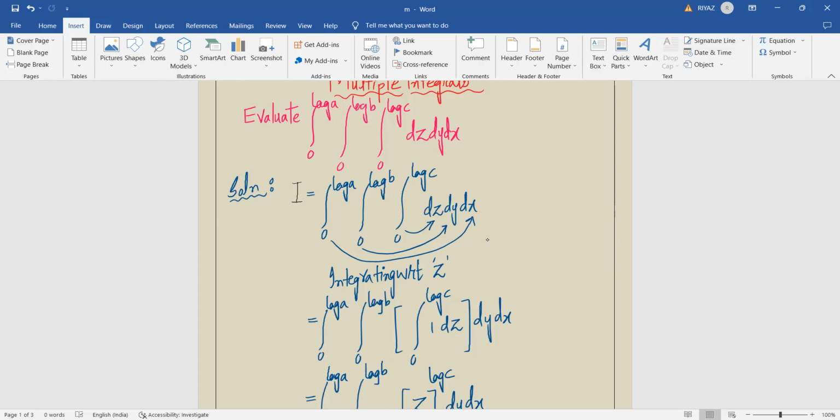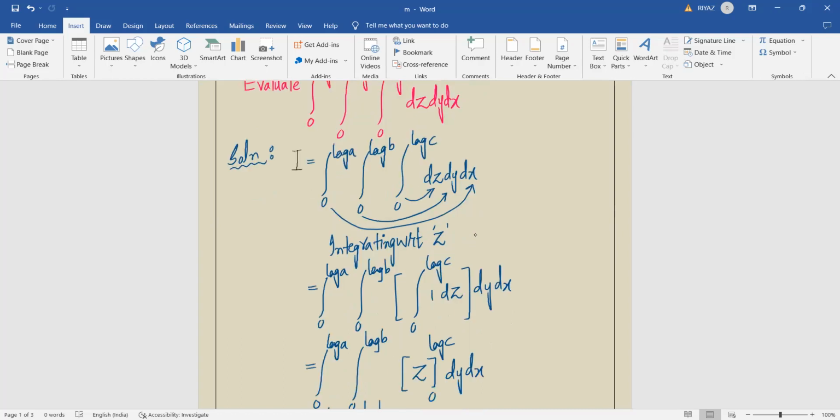Sir, this is an important question, I guess. I have seen this question in the exam also. So all the limits are constant limits. The choice is yours. You can either integrate with respect to x first, with respect to y first, or with respect to z first. You will get the same answer.